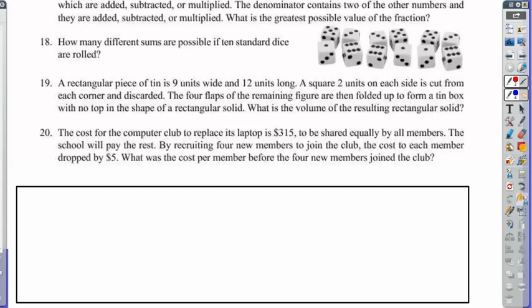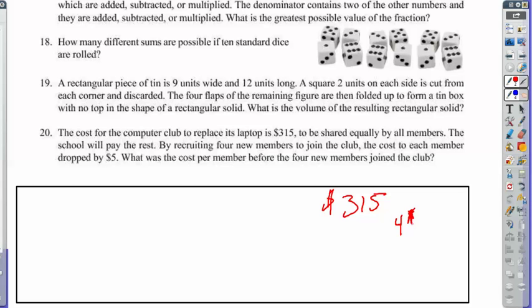20. The cost of a computer club to replace a computer is $315. And it's going to be shared equally by all the members. The school will pay the rest. By recruiting 4 new members to join the club, the cost for each member will have dropped $5. So I have 4 new members, and the price will drop $5 each.